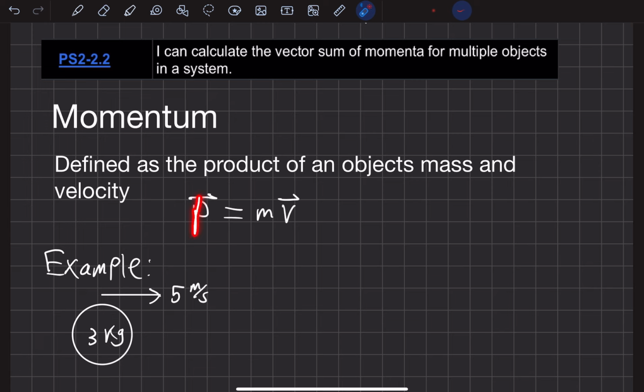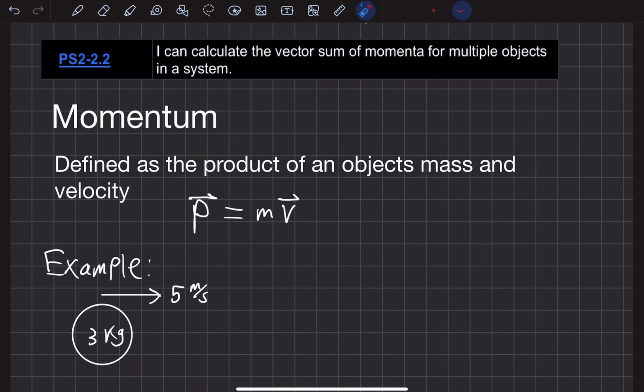Now, momentum is typically indicated with a lowercase p, and for this problem, I have drawn the arrow above the momentum and the velocity. That arrow there indicates a vector. So momentum is a vector quantity. Mass is a scalar quantity, it doesn't have a direction, and velocity is a vector quantity because it has a direction. You can multiply a mass times a vector, and that is just fine. It just makes the vector bigger or smaller.